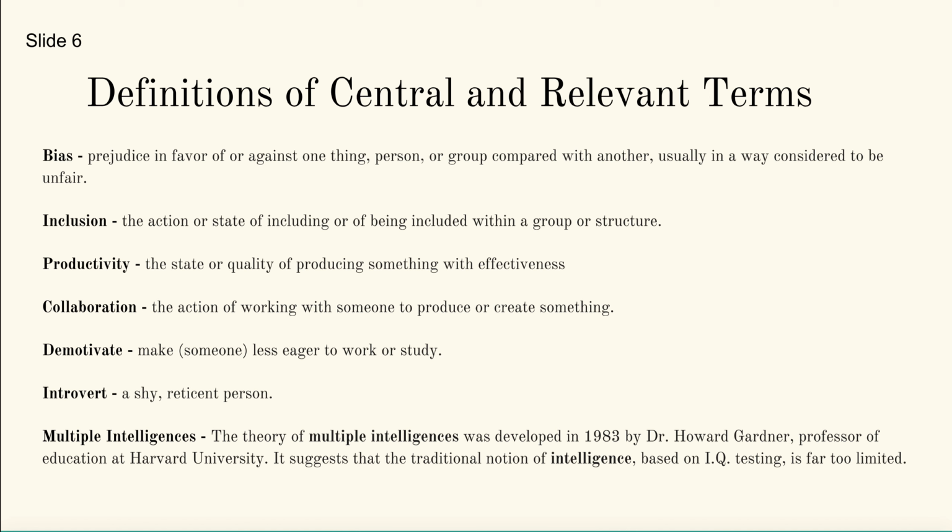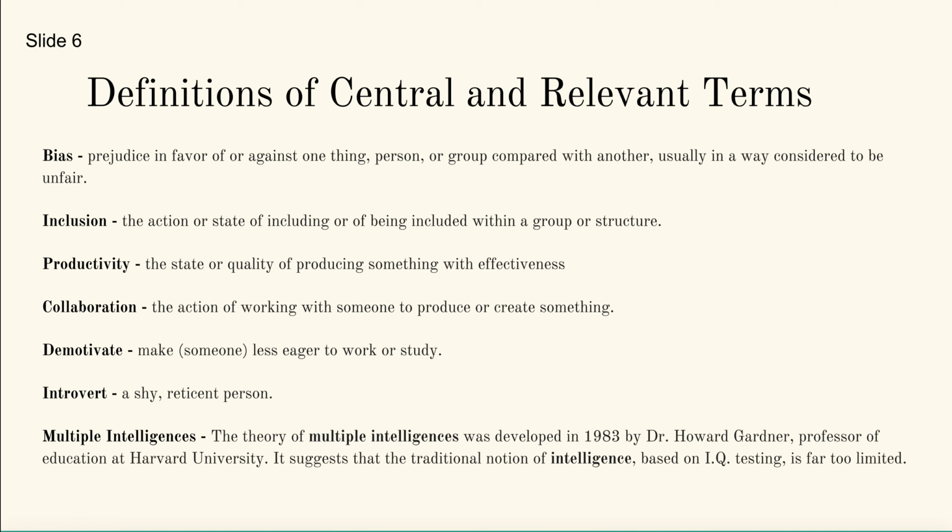Here are some definitions of central and relevant terms that I chose. Bias, which is the prejudice in favor of or against one thing, person, or group compared with another, usually in a way considered to be unfair. Inclusion is the action or state of including or of being included within a group or structure. Productivity is the state or quality of producing something with effectiveness. Collaboration is the action of working with someone to produce or create something.